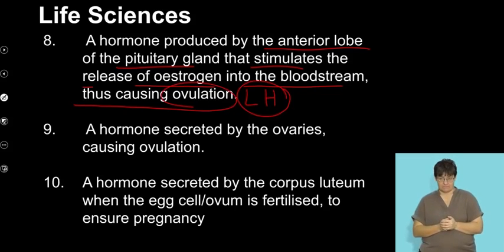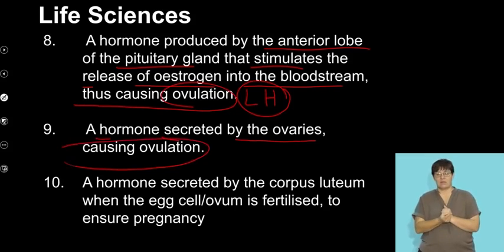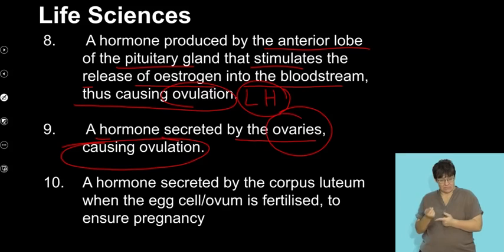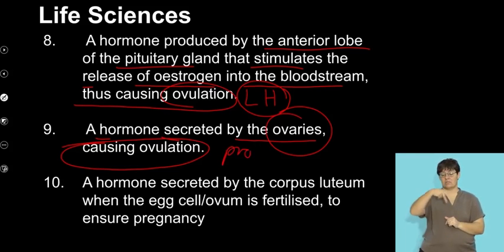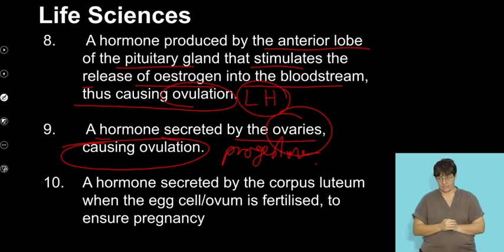Question number 9. A hormone secreted by the ovaries causing ovulation. Again, the hormone that's secreted by the ovaries causing ovulation would be high levels of progesterone. Okay, so that would be progesterone.